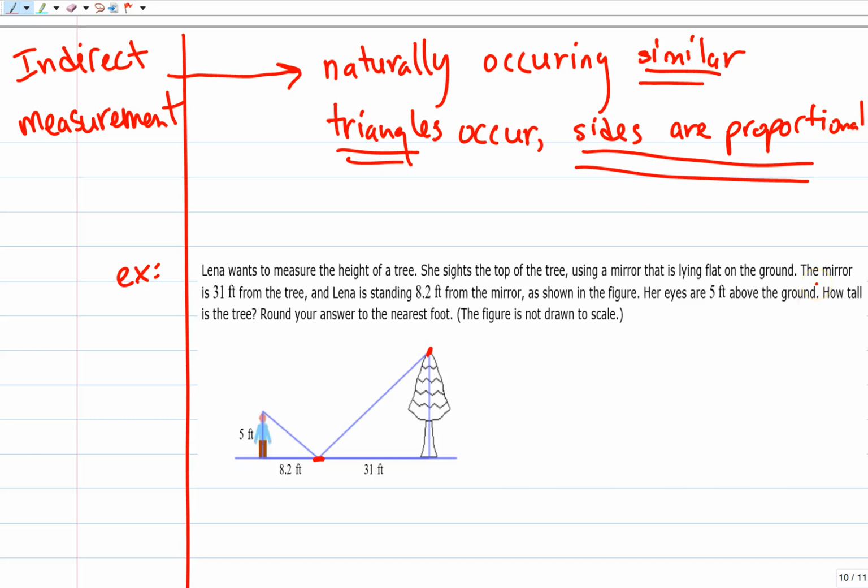The mirror is 31 feet from the tree. Lena is standing 8.2 feet from the mirror. Her eyes are 5 feet above the ground. How tall is the tree? Well, what's the ratio of the sides?